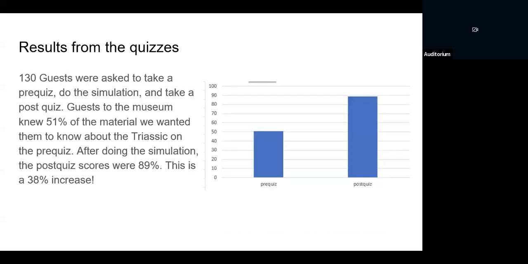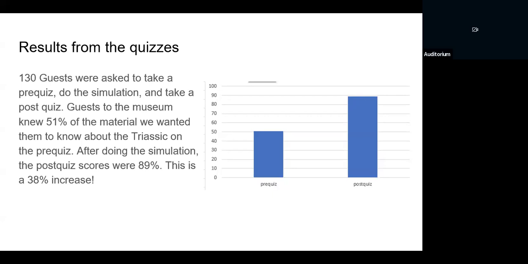We did a pre-quiz, then a simulation, then a post-quiz, and saw a really nice increase this time. I don't know what happened, but we got a 38% increase in the information that the museum wanted guests to know. So it was 51% when they came in the museum and 89% when they left, which is not bad.